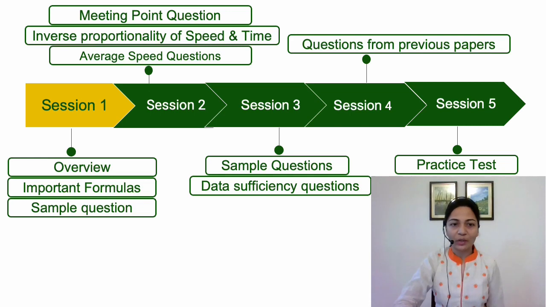In this topic, session 1 will be having an overview of the topic, important formulas to help you with the topic, and a sample question. Session 2 will be having meeting point questions, inverse proportionality of time and speed, and average speed questions. Session 3 will be having a few more important sample questions and data sufficiency questions as well. Session 4 will be having questions from previous papers, and session 5 will be having an online practice test which I always suggest you to go for.